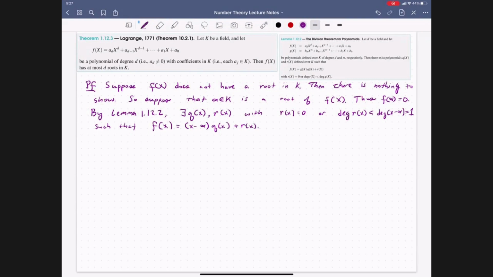But now over here we have that either r of x is equal to 0 or the degree of r of x is less than 1, so it has to be 0. So in both cases, we have that r of x is a constant. In particular, r of x is equal to c for some constant in the field K. And now we're going to go ahead and plug in alpha.